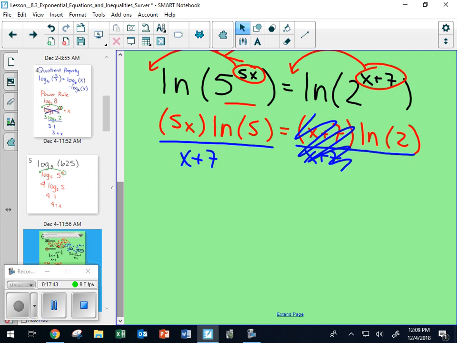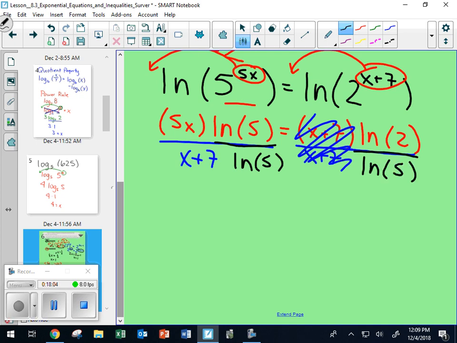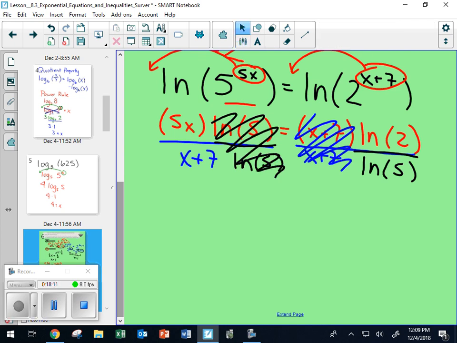If I need x by itself, my problem now is I have this natural log of 5 that's still here. And natural log of 5 has nothing to do with x. So let's divide that out. So if I divide by the natural log of 5 on both sides, then this cancels out, and I don't have it anymore. And all I'm left with now is all of my x terms are on this side, and all of my non-x terms are on this side.